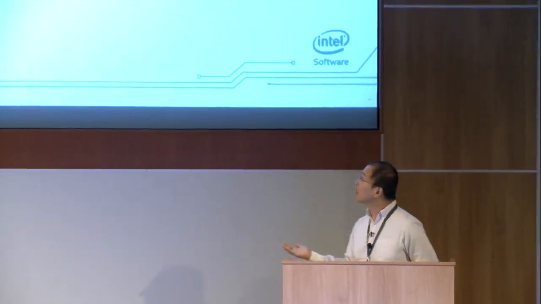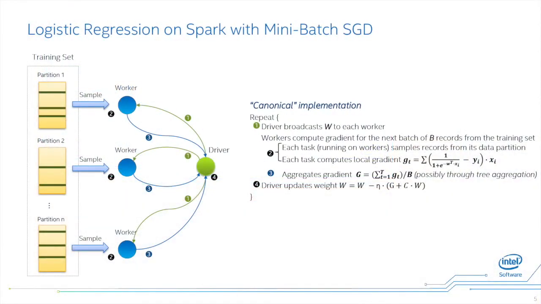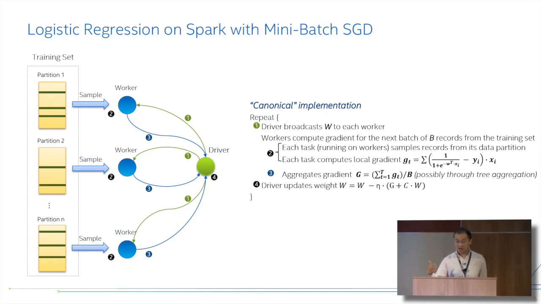Okay, first, let's look at some of the algorithms. The first one is sparse logistic regression, which we have been working on for a while. This is how logistic regression is implemented in Spark today. Whether it's the version in MLlib or the different variations people have built for their applications, this is how it is structured. It's a giant loop, and in each iteration, the driver will broadcast the weight, W, to every worker. The worker will then compute the gradient for that mini batch. Assume you have B records to go through in that mini batch.